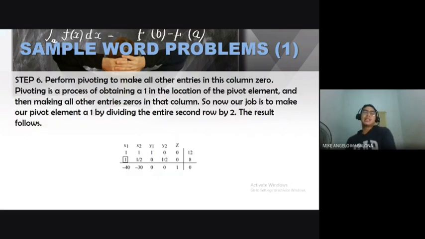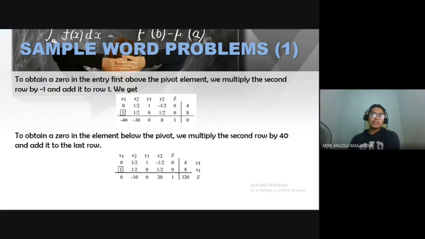Step 6. Perform pivoting to make all the other entries in this column 0. Pivoting is a process of obtaining a 1 in the location of the pivot element and then making all other entries zeros in that column. So now, our job is to make our pivot element a 1 by dividing the entire second row by 2. The result follows. To obtain a 0 in the entry above the pivot element, we multiply the second row by -1 and add it to row 1.